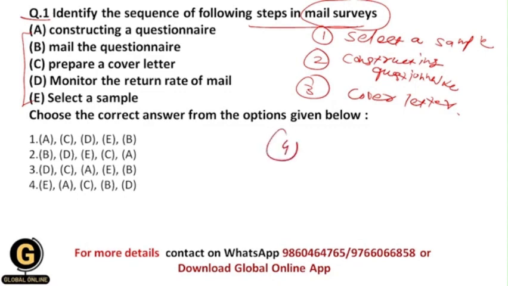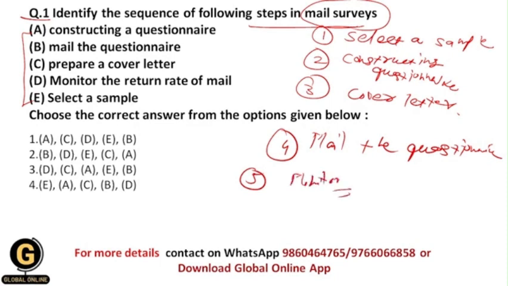Then, your fourth step should be mailing the questionnaire to the participants, and your last step should be monitoring the response rate of the mail. It means that you are going to follow up on the response rate from the participants and the non-participants as well. You are going to provide more consent or more information to the non-participants, so that they will participate in the survey and provide you the responses.